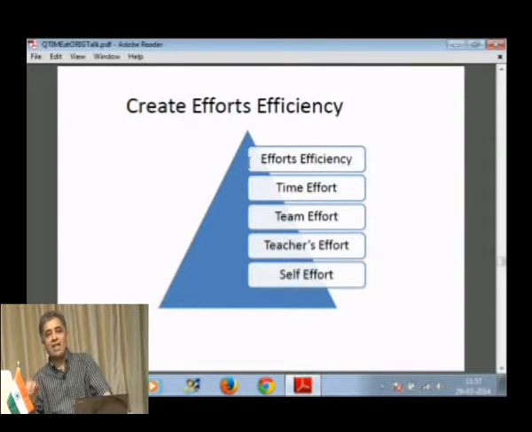To create efforts efficiency, it is important that you go through all of this: self effort, teacher's effort, team effort, and time effort. Then you create efforts efficiency.